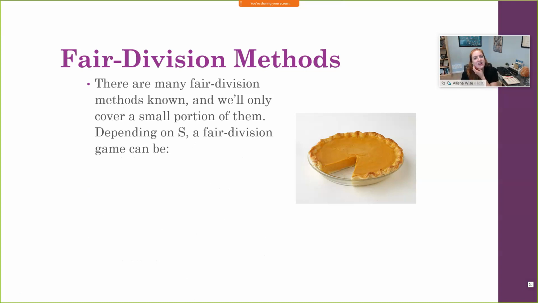Okay, so there are many fair division methods known. We're going to talk about a couple today. There's one in the discussion board, and then there's a couple more next week.